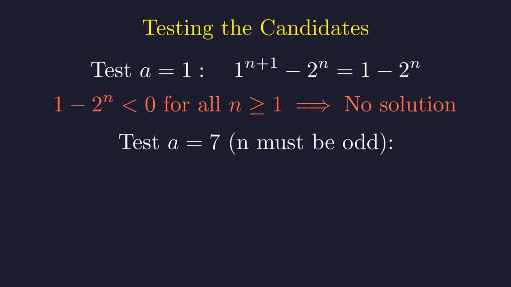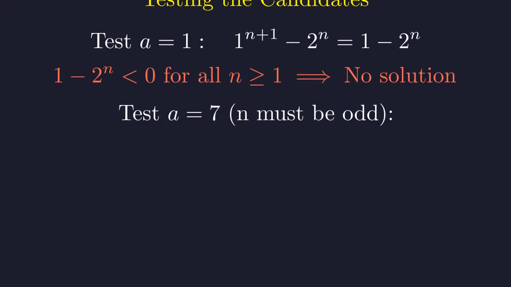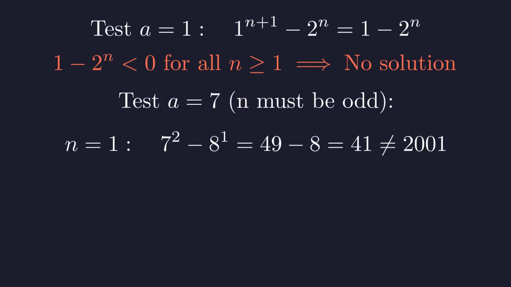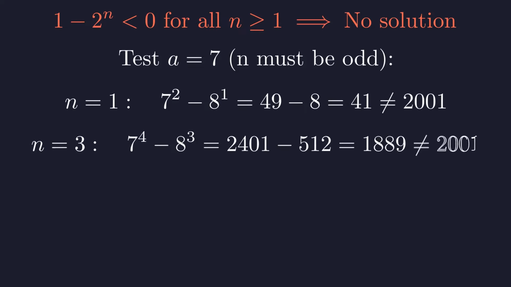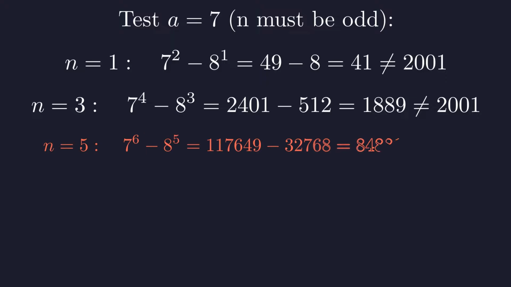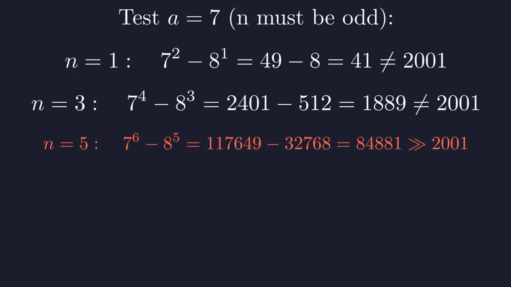Testing a equals 7. From our constraint analysis, n must be odd for this case. For n equals 1, 7 squared minus 8 equals 41, which is not 2001. For n equals 3, 7 to the 4th minus 8 cubed equals 1889, still not our target. For n equals 5, the result is 84,881, far exceeding our target. No solution for a equals 7.